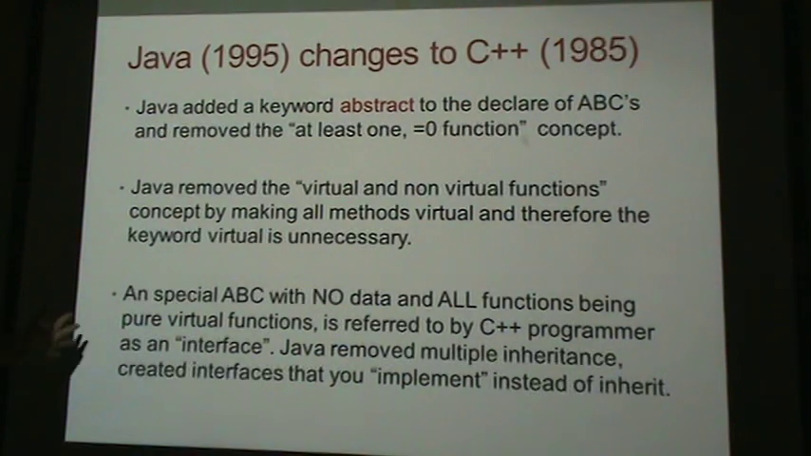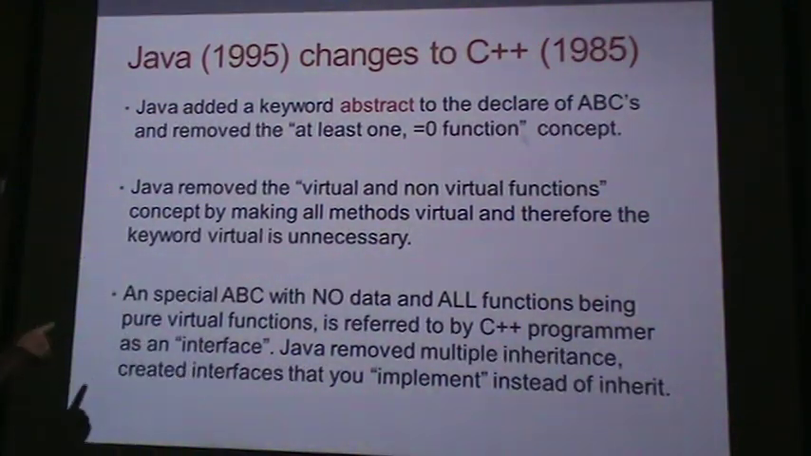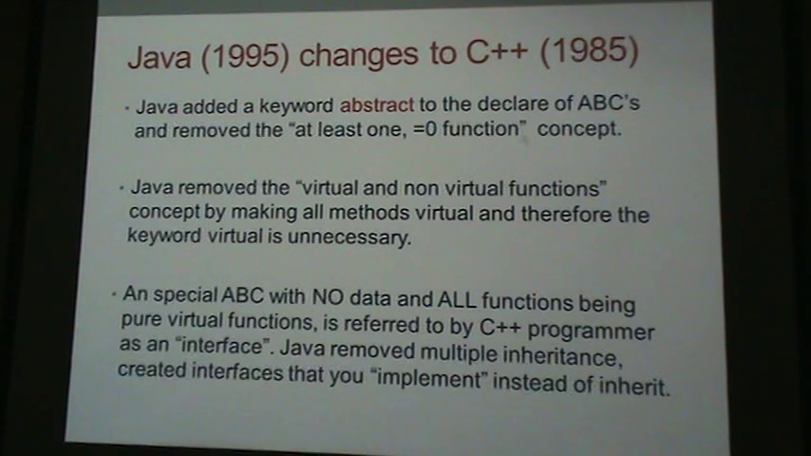And then the last one, which I thought would be the most confusing, but you guys jumped all over this. A special abstract base class with no data and all functions being pure virtual is referred to by C++ programmers as an interface. They always refer to it that way. And then Java came along and actually made that part of the language. So Java removed multiple inheritance, but it created interface that allows you to implement this instead of inheriting it.